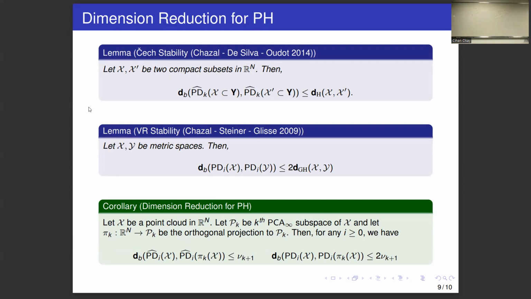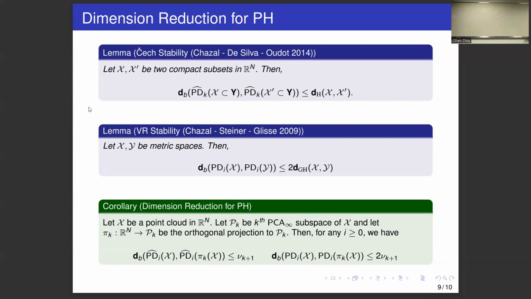This is the Čech stability theorem: the bottleneck distance between two persistence diagrams is always smaller than the Hausdorff distance in the ambient space. And the Vietoris-Rips stability theorem: this time there is no ambient space. You have the Gromov-Hausdorff distance between two spaces, with a factor of two, for the persistence diagrams coming from the Vietoris-Rips filtrations of two different point clouds.